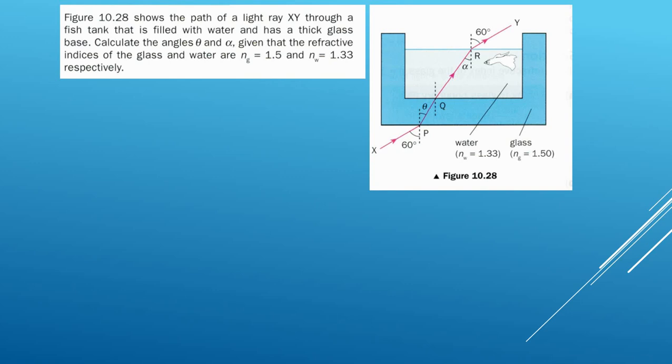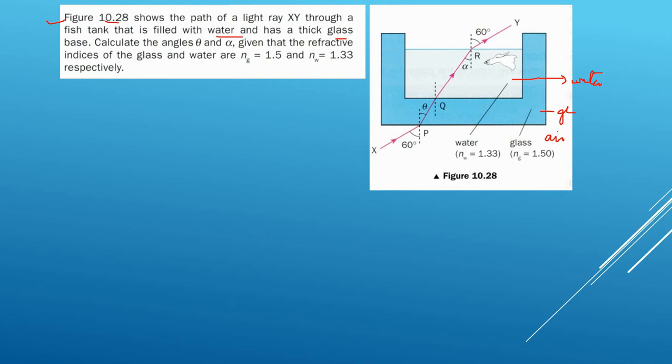Now let's see a little complex scenario where you have multiple different media. If you look at this question very carefully, figure 10.8 shows the path of the light ray xy through a fish tank filled with water and glass. So they are different media. Here you have air, then glass, then water. There are 3 media, right? In every scenario the light will travel in a different way. They want theta and alpha. Theta is the refraction angle formed in the glass.